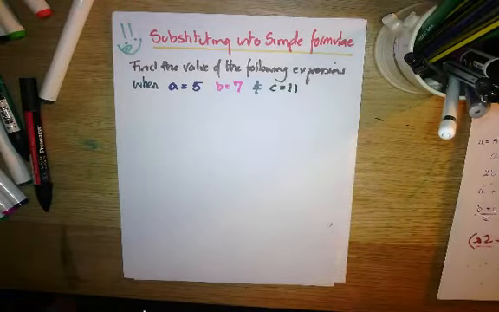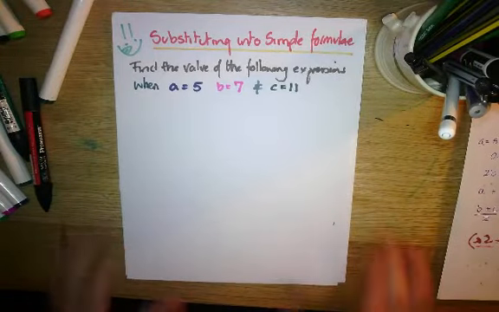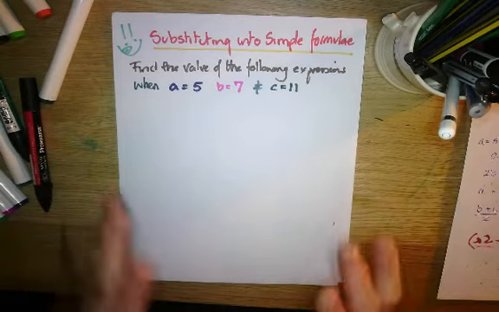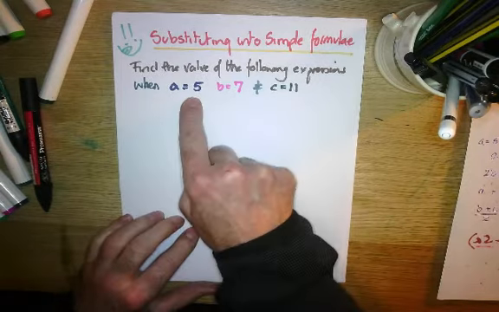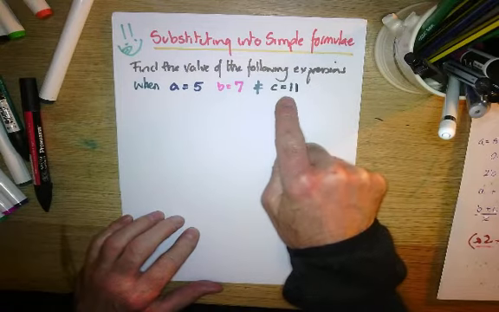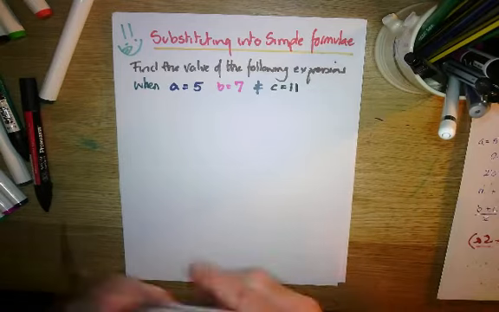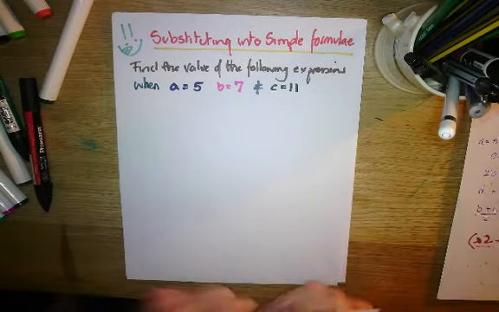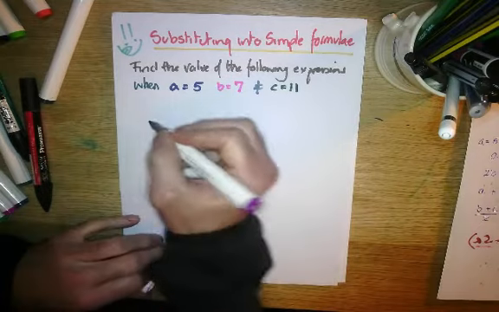Welcome to a session on substituting into simple formulae. For this, I'm going to have a set of expressions, but for each of them, we're going to say, well, what happens when A is 5, B is 7, and C is 11? What we're going to do is drop these values into these expressions, and I'm going to teach you how to do that. So let's start off with this one.